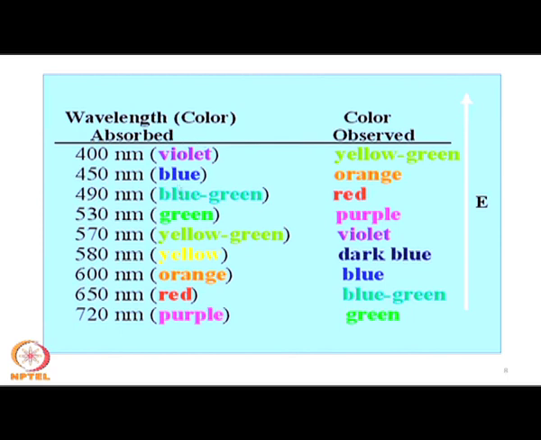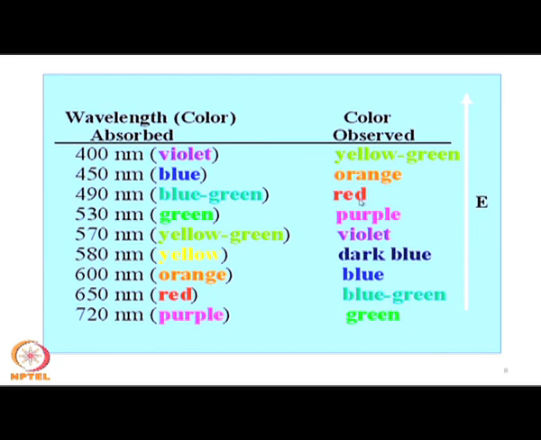But what we do, if we write down all these values straight away from top to bottom, from 400 to 720 nanometer as violet to purple, we just simply change the violet to the color we see in the solution, the observed color. So, this is the energy scale, because these are the high energy range and this is the low energy range. So, the energy scale is from bottom to up.